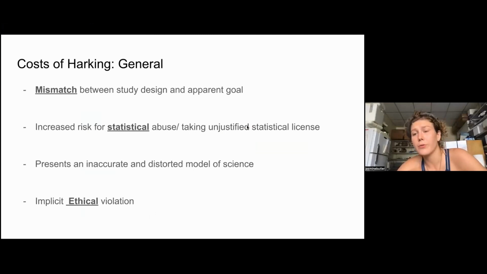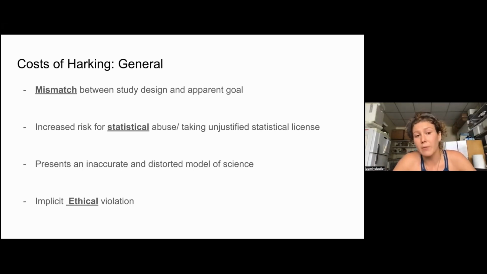So I'll go through the costs of HARKing, which is probably the most relevant thing, right? So if this is happening, what's the issue with it? Why do we care? So first of all, these are the more general issues. The first one, which we've kind of already addressed, is this mismatch between the study design and the apparent goal. Naturally, if you have an a priori hypothesis, you're going to design your experiment in the best possible way to assess whether that hypothesis is correct or incorrect. If the hypothesis that you're coming up with after is different, it's quite likely that the experimental design has not been optimized for that hypothesis, and that's an issue.